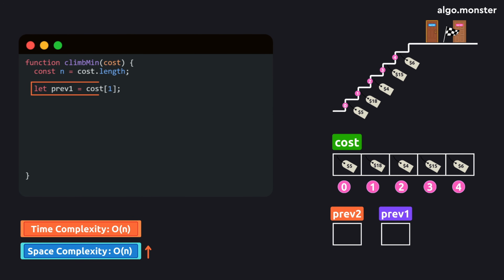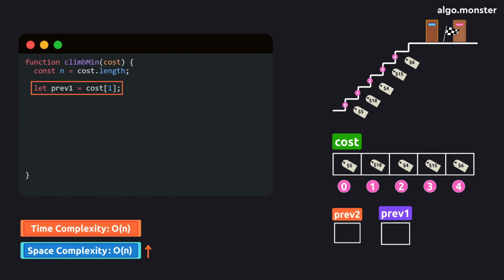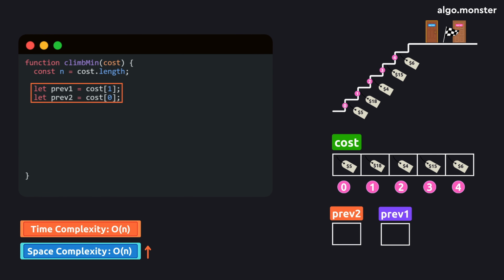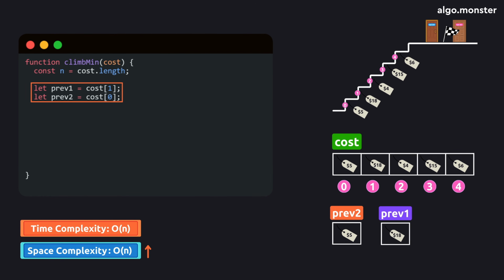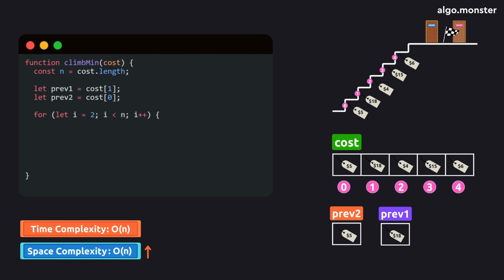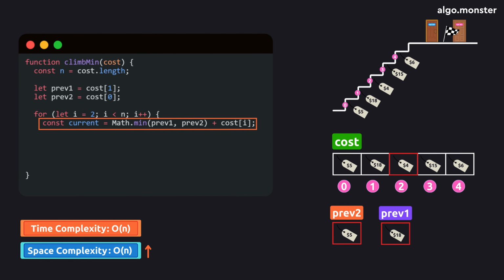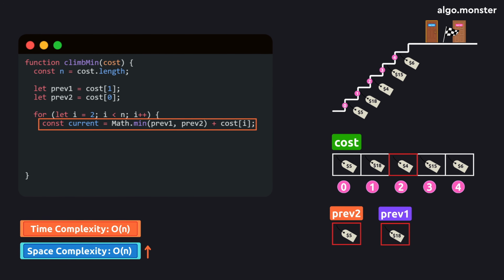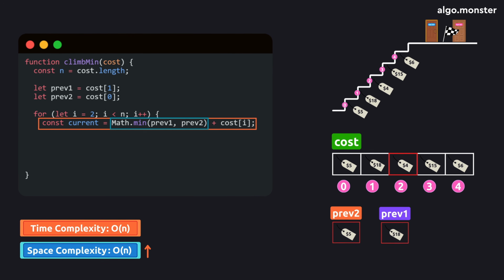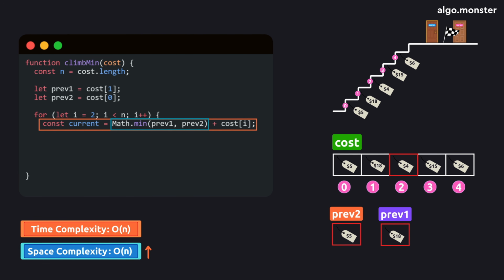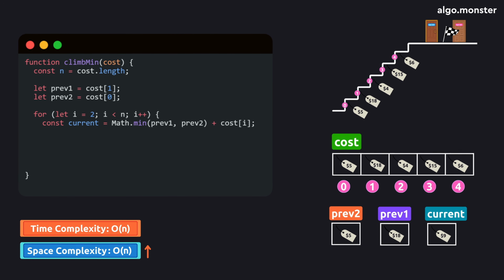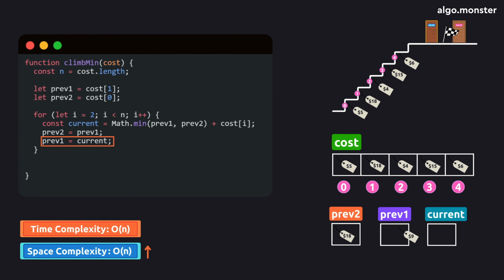One variable will store the minimum cost to reach the previous stair, and the other will store the minimum cost to reach the stair before that. We initialize these two variables in exactly the same way as before, using the costs of stair 0 and stair 1. Then we start moving forward through the staircase. Inside the loop, we compute the new value using the same formula as before. The only difference is that now we're taking the previous values directly from our two variables instead of reading them from an array. And after computing the new minimum cost, we update the variables. The first variable takes the value of the second one, and the second variable takes the new cost we just calculated.